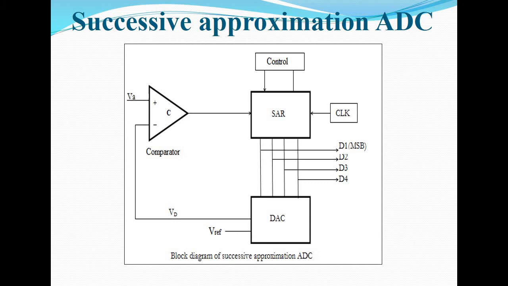Okay, so this is how the successive approximation ADC works. Since it is 4-bit, it will iterate the values 4 times, and after completion of the 4th iteration we will get the output voltage.